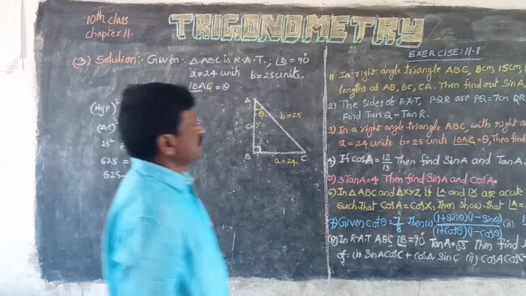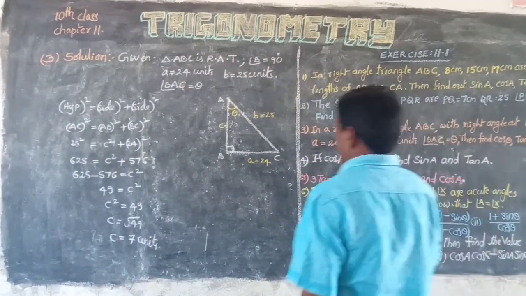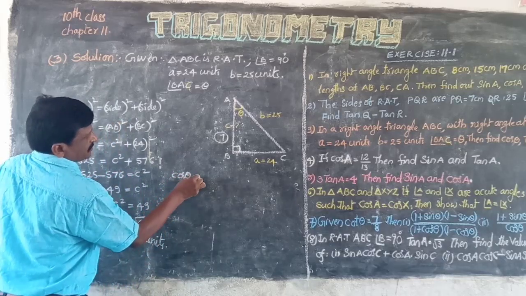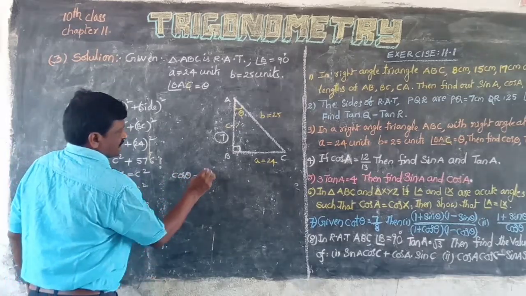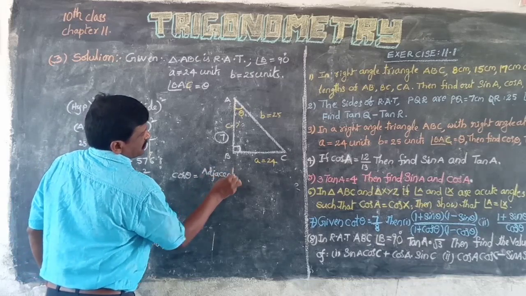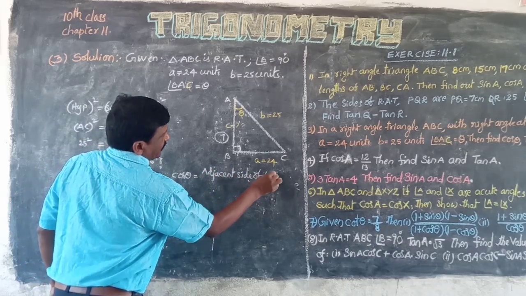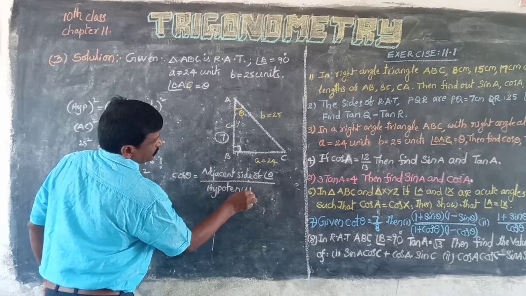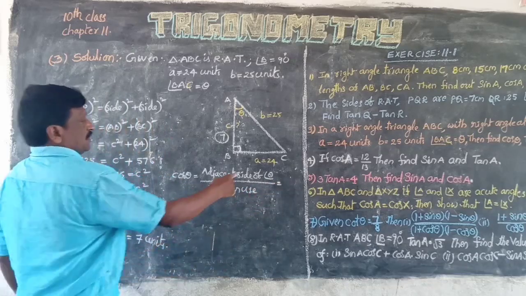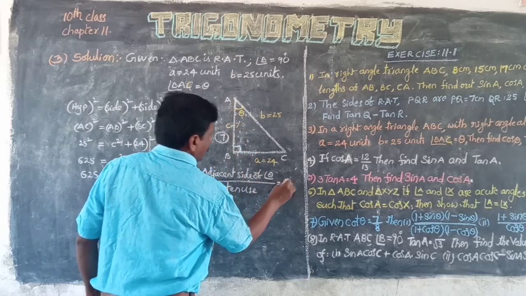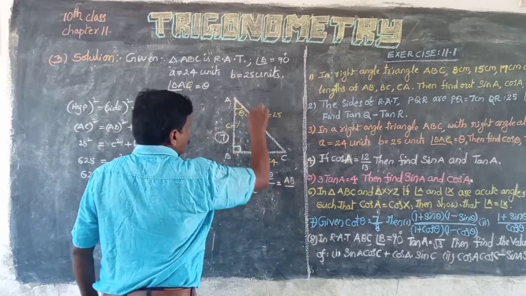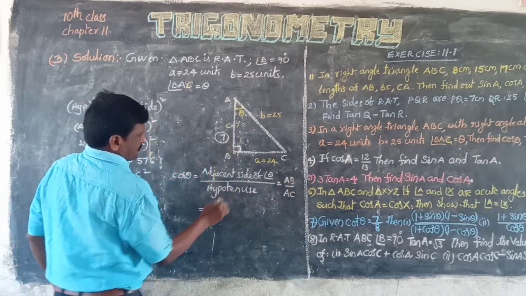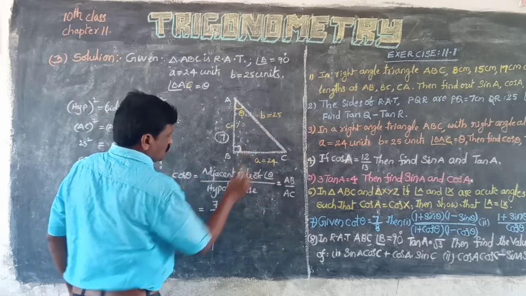So we want cos theta and tan theta. So this is 7. Cos theta formula: adjacent side of angle theta by hypotenuse. So the adjacent side is AB, by hypotenuse AC. AB is equal to 7, AC is equal to 25.